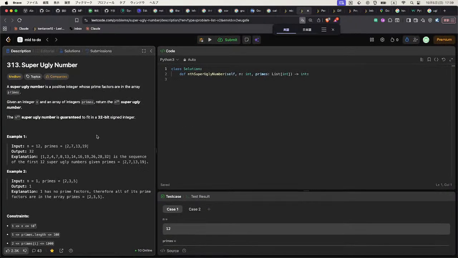Super ugly number. A super ugly number is a positive integer whose prime factors are in the array primes. Given an integer n and an array of integers primes, return the nth super ugly number. The nth super ugly number is guaranteed to fit in a 32-bit signed integer.